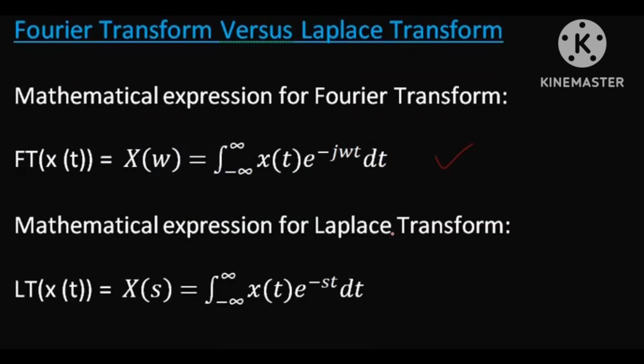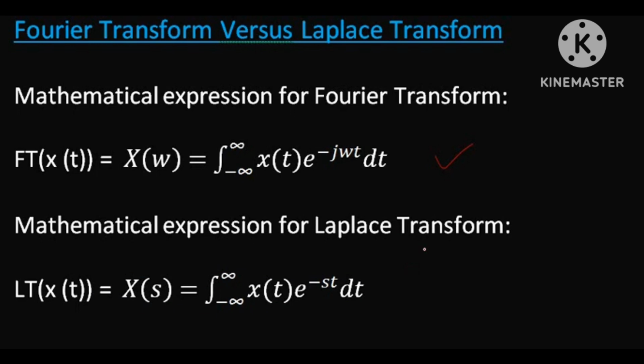Let us see the mathematical expression for the Laplace transform. So Laplace transform of x(t), you can write it as LT of x(t), as we have written FT of x(t) for the Fourier transform. That is equal to X(s), which is the notation we are using, equal to integration from minus infinity to infinity x(t) e raised to minus s t dt. So either X(omega) or FT of x(t), or X(s) or LT of x(t). These are the mathematical expressions for Fourier and Laplace transform.